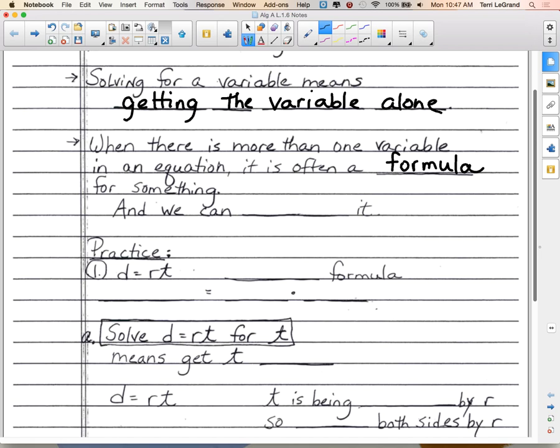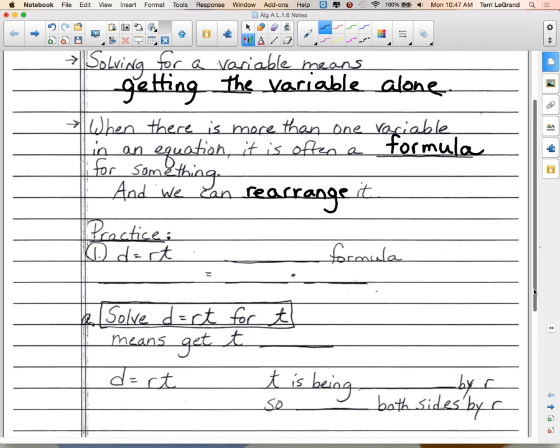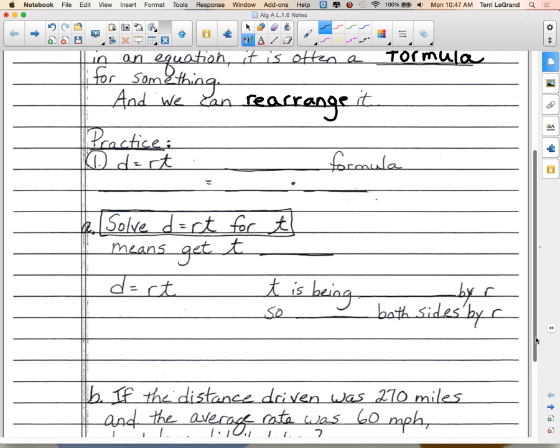So sometimes when we have those literal equations, we can say this is the formula for something, and we can rearrange it. That's really what happens when we solve for an indicated variable. When we solve it for a different variable, we're just rearranging it.